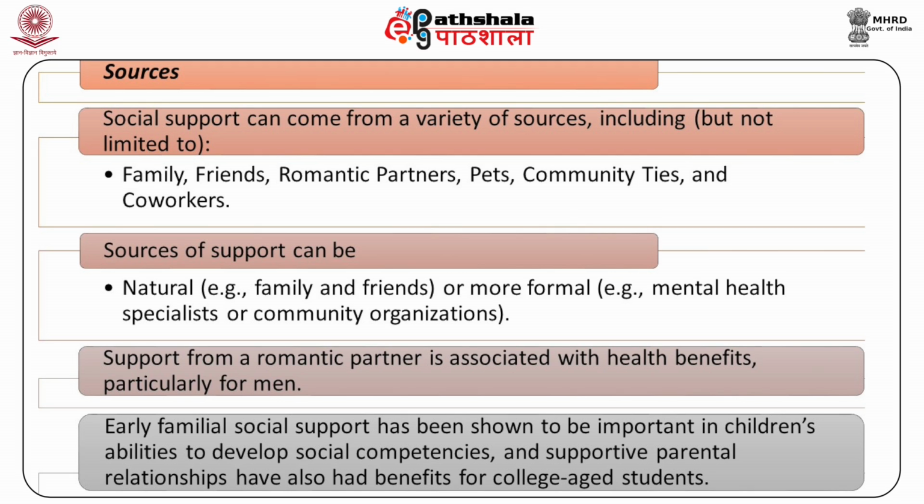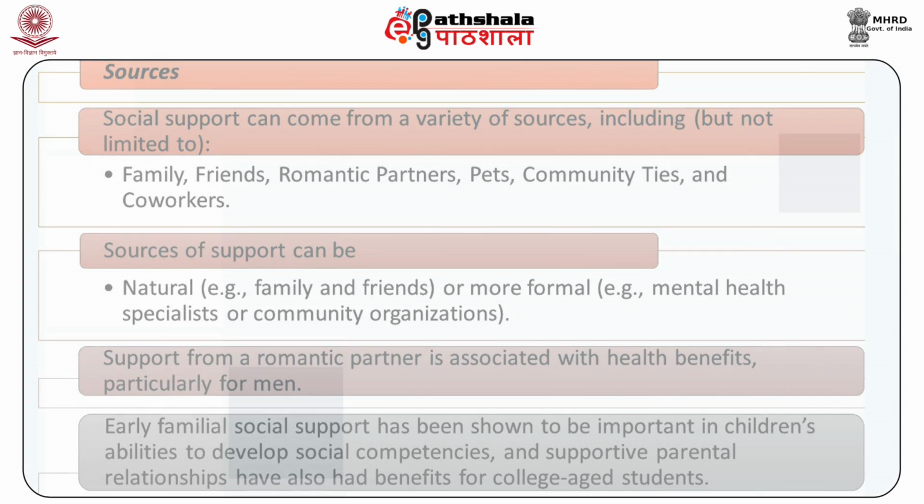Sources of support can be natural, for example, the ones which come from the family or friends. They could be formal, for example, from mental health specialists or community organizations. Support from a romantic partner is associated with mental health benefits, particularly for men. Early familial social support has been shown to be important in children's abilities to develop social competencies, and supportive parental relationships have been found to be beneficial for college aged students as well.